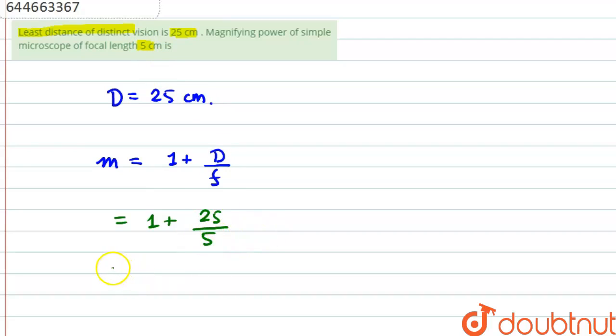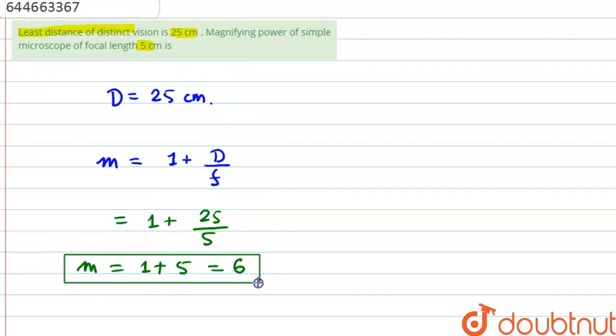So if you simplify this expression, it will come out to be 1 plus 25 upon 5, which is 5. So 1 plus 5 is nothing but 6. So the required magnification of the simple microscope is nothing but 6. So this is our final answer.